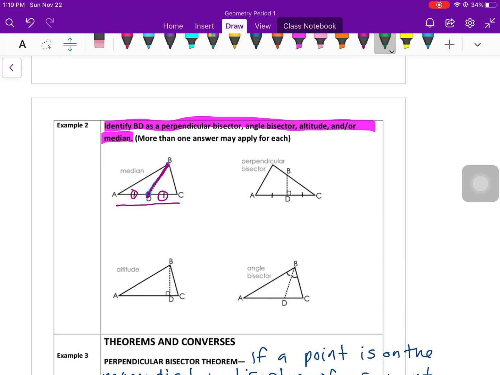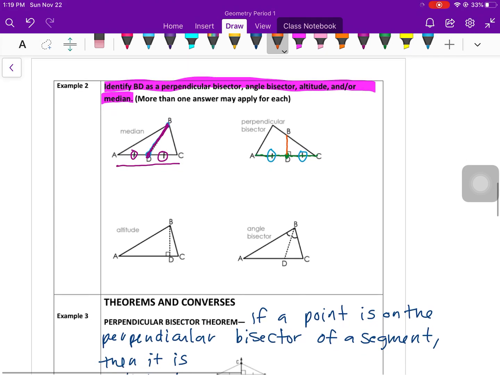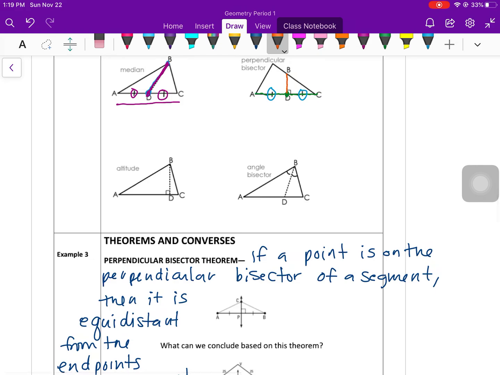If we want to intersect a line segment at a right angle at its midpoint, we're going to find the midpoint of the side, which would be here. Noticing it breaks it into two congruent segments, and then we're going to go straight up to form a 90-degree angle. So that one is a perpendicular bisector. It didn't go from a vertex, but it did break our line segment into two congruent pieces.